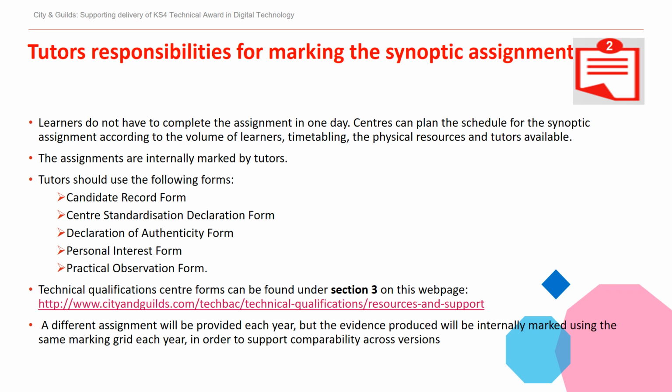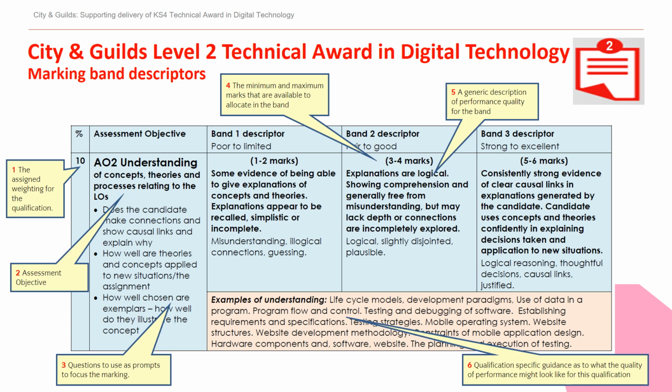As we said, a different assignment is provided each year, but the evidence produced will be internally marked using exactly the same marking grid each year with the same weightings in your assessment objectives to support comparability across the versions. As previously mentioned, City and Guilds has devised 5 assessment objectives. These are found at the end of the Synoptic project, and you will find them in the sample so that you can see what we are after against each of the band descriptors. Note, band descriptor 1, 2 and 3 are not pass, merit and distinction. They are purely guides for marking based on the evidence that has been provided.